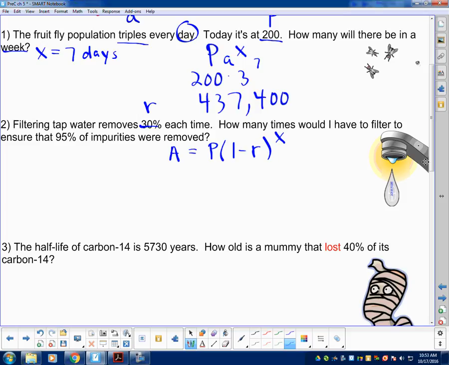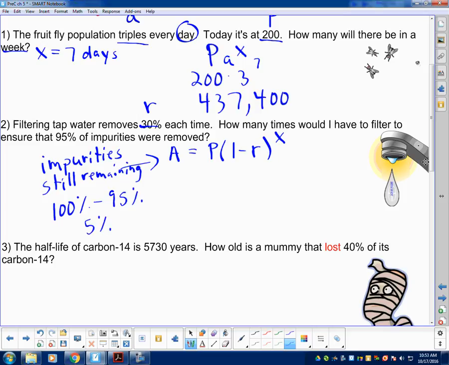So if I think of it in terms of impurities still remaining, maybe write that down: impurities still remaining, then I want to get the A down to what value? Basically 100% minus 95%, which equals 5%. You with me? So if I'm doing this in terms of impurities, then I'm looking at how many times am I going to have to filter until only 5% impurities remain? And it's going to be fine to drink probably. So plug in for A, 0.05.